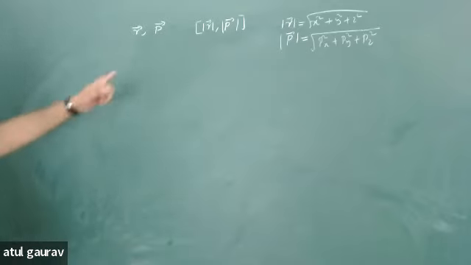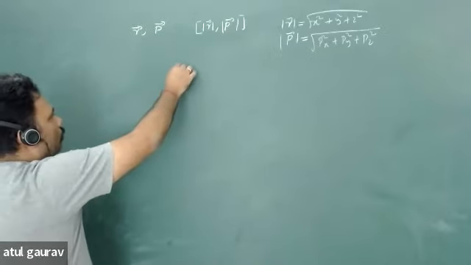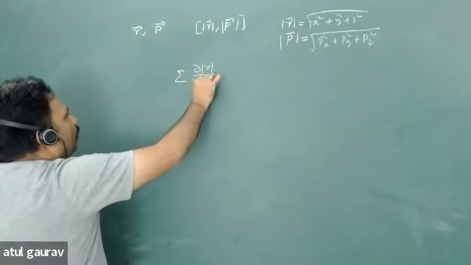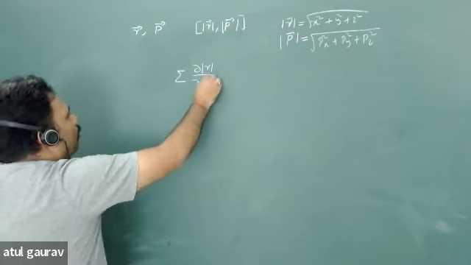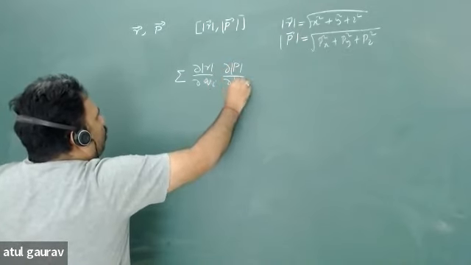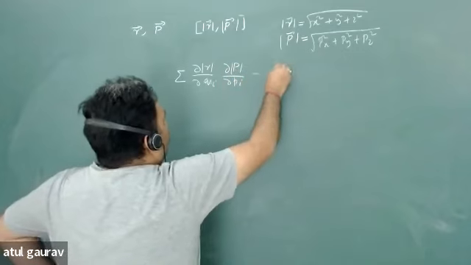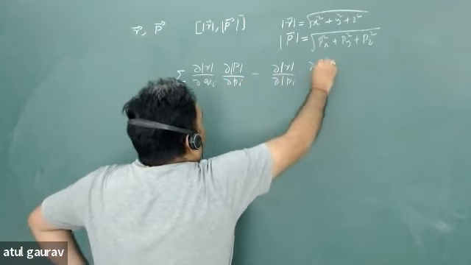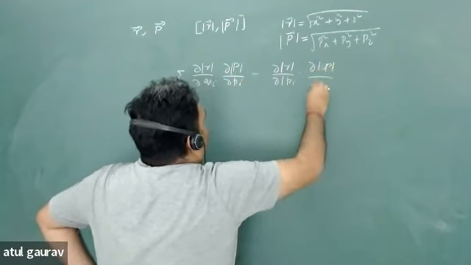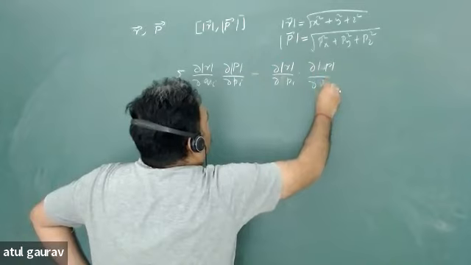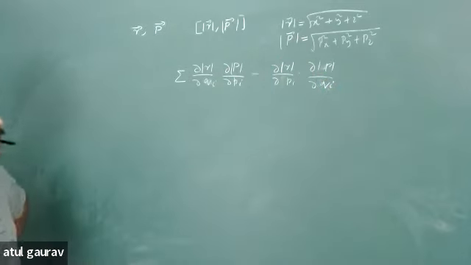Now we just want to find the Poisson bracket between mod R and mod P. So what we will do is go for del mod R upon del Qi, del mod P upon del Pi, minus del mod R upon del Pi, del mod P upon del Qi. By the way, what are Qi and Pi?